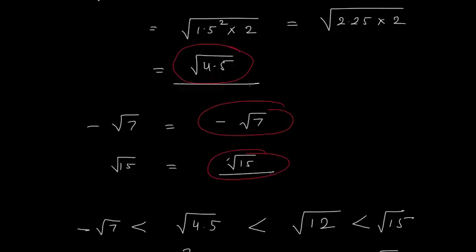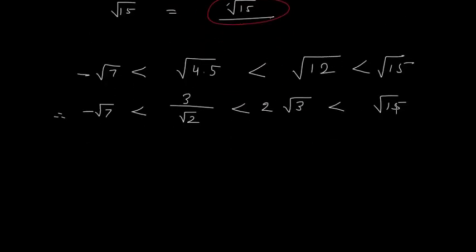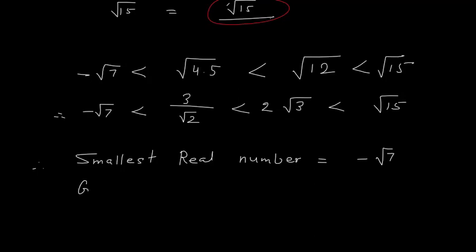Okay, what we have to do? We have to find the greatest and smallest real number among the following real numbers. So therefore, smallest real number is equal to minus root 7 and the greatest real number is equal to root 15. So this is how we got the smallest and greatest real number in this problem.